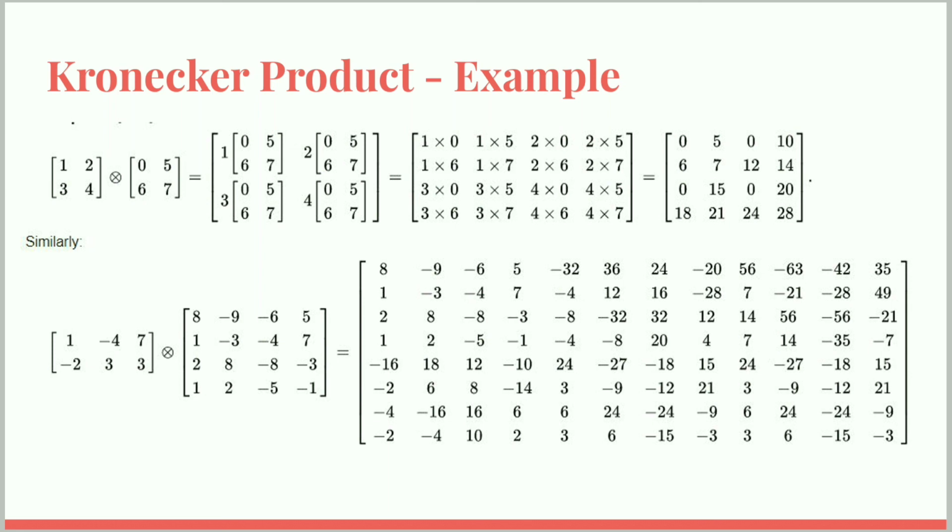Another example is given below where two matrices are multiplied to get the Kronecker product. One is a 2 by 3 matrix and the other is a 4 by 4 matrix. So the resultant will be an 8 by 12 matrix.